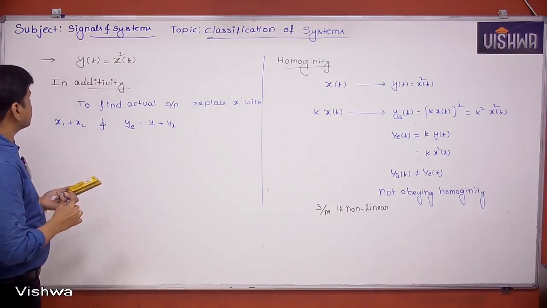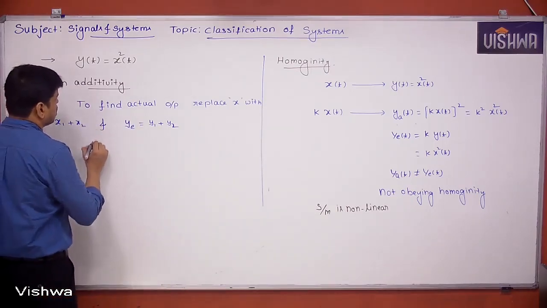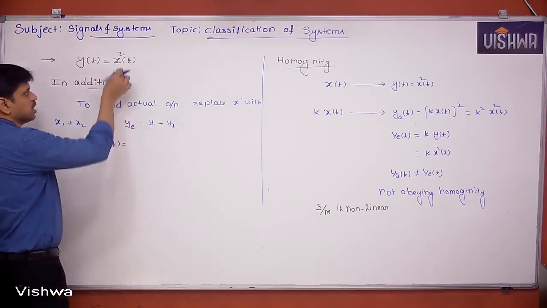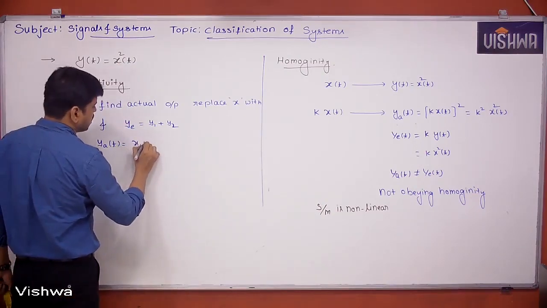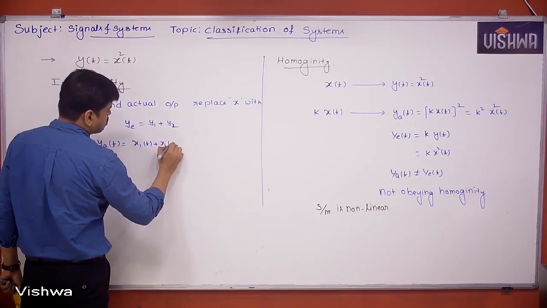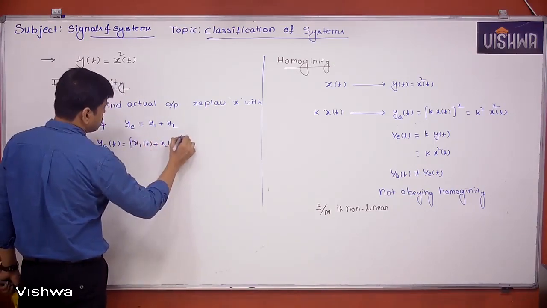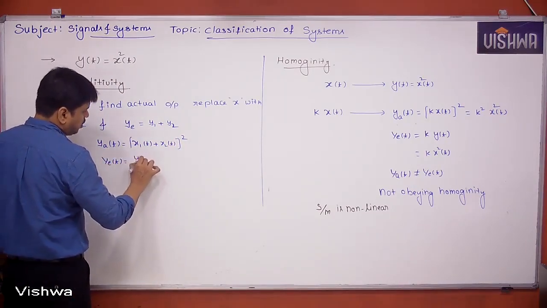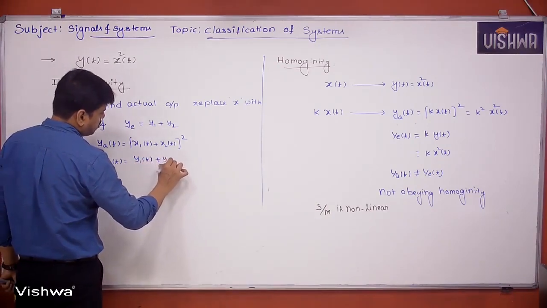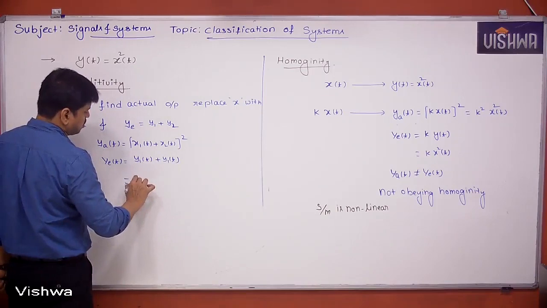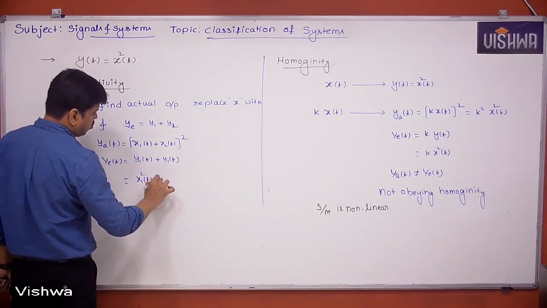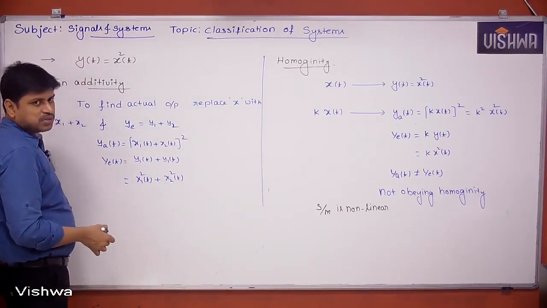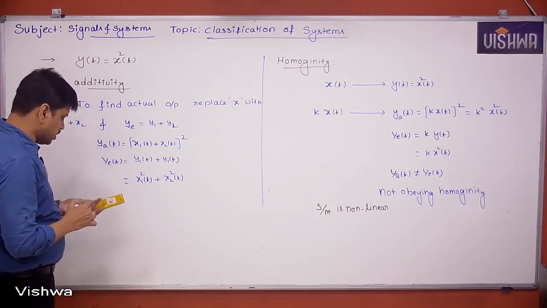Now see here, for this example only I am doing it. Additivity: what is the actual output? Replace x with x1 plus x2, then it is going to be x1 of t plus x2 of t, whole square. Next, the expected output is equal to y1 of t plus y2 of t. y1 of t is nothing but x1 of t square, y2 of t is nothing but x2 of t square. By comparing them, they are not equal. I hope you understood how to calculate the actual output and expected output.